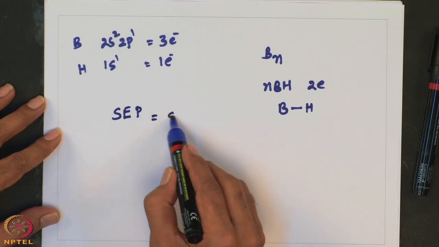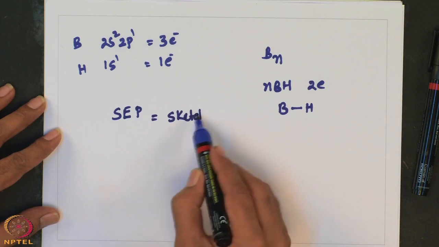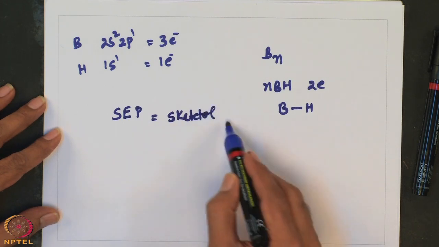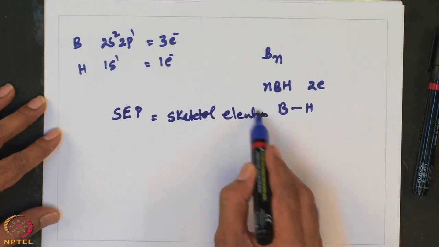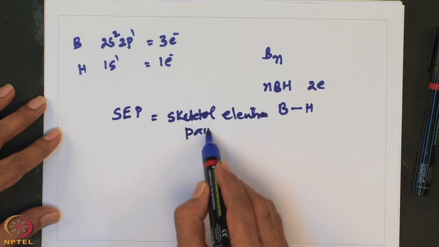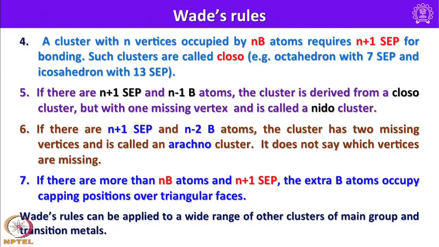the skeletal electron pair. You can see I have given these details here. A cluster with n vertices occupied by n boron atoms requires n+1 skeletal electron pairs for bonding. Such clusters are called closo. For example, an octahedron will require 7 skeletal electron pairs and an icosahedron would require 13 skeletal electron pairs.